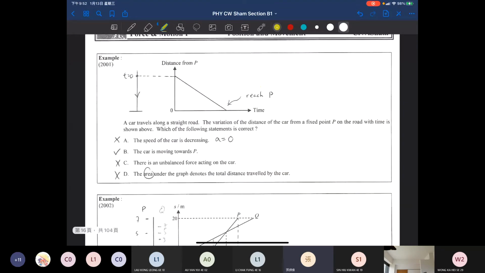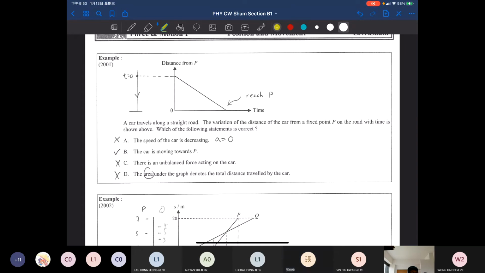Okay. So, a car travels along a straight road. The variation of the distance of the car from a fixed point X on the road with the time is shown above. Which of the following statements is correct? The speed of the car is decreasing. Okay, the distance time graph is only talking about the distance. So we can see that the slope of this graph is a constant. Therefore, the acceleration is zero. So the speed is not changing. Okay. The car is moving towards P.